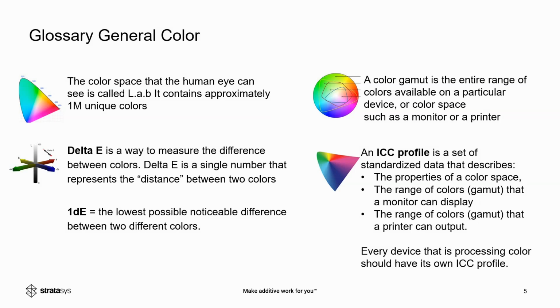So if you've got two colors next to each other, you can just about tell the difference between them. That's 1 delta E, and it's based on a mathematical formula. So a color gamut is the entire range of colors available on a singular device or color space like a monitor or printer, and an ICC profile is a set of standardized data that describes the properties of a particular color space. So the computer monitor or a printer that can output color. So every device has its own ICC profile if it can process color.